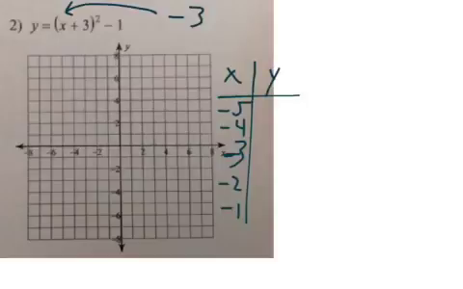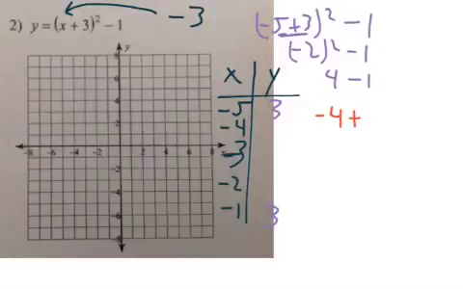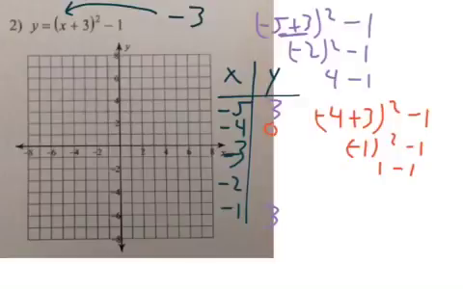So let's start with negative 5. So if I do negative 5 plus 3 squared minus 1, I get negative 2 squared minus 1. Negative 5 plus 3 is negative 2. And that's 4 minus 1, right? Which is 3. And because of symmetry, I know negative 1 is 3. Okay? Let's go to negative 4. Negative 4 plus 3 squared minus 1. Well, that's just negative 1 squared minus 1, which is 1 minus 1, which is 0. And that means negative 2 must be 0. Symmetry.